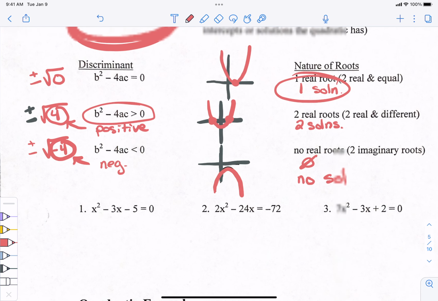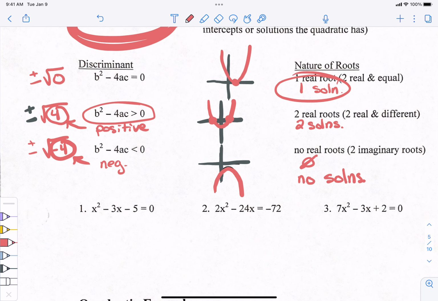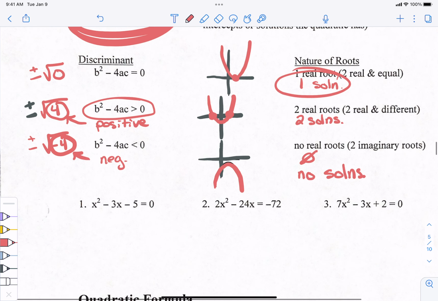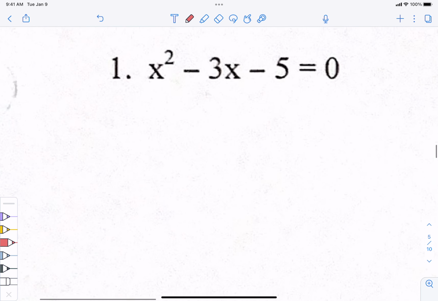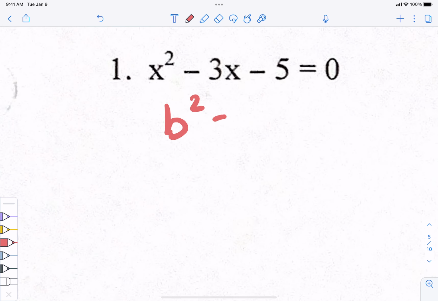Why is it not the first one? Oh, because it's equal to 0? Yeah. If it's equal to 0, it's one solution. If it's a positive number, it's two solutions. If it's a negative number, it's no solutions. So b squared minus 4ac is what we are trying to do, just the stuff underneath. This is what the discriminant is.